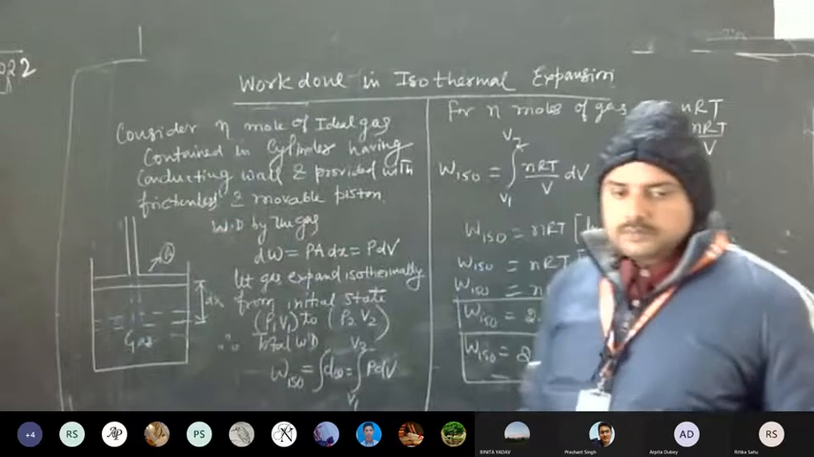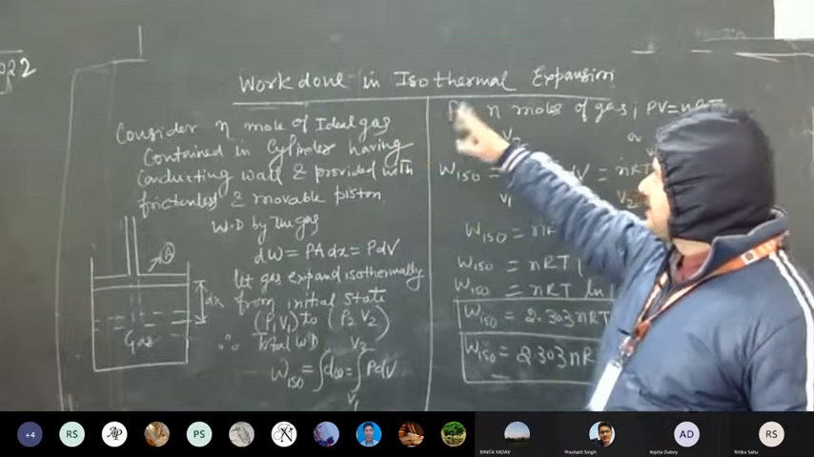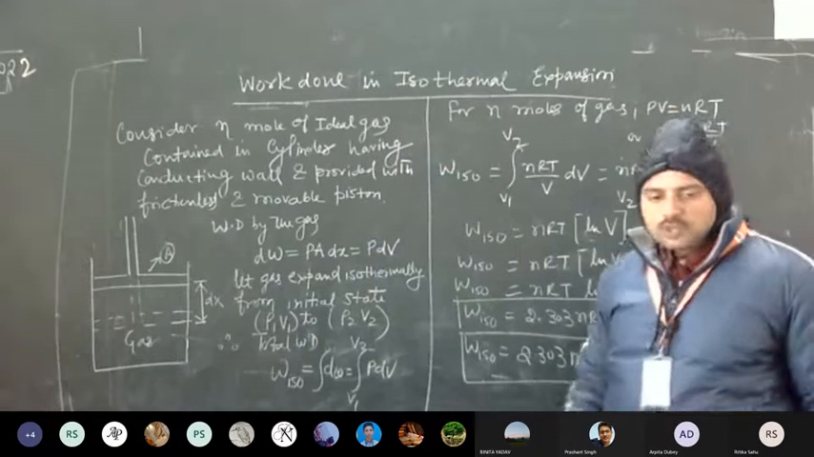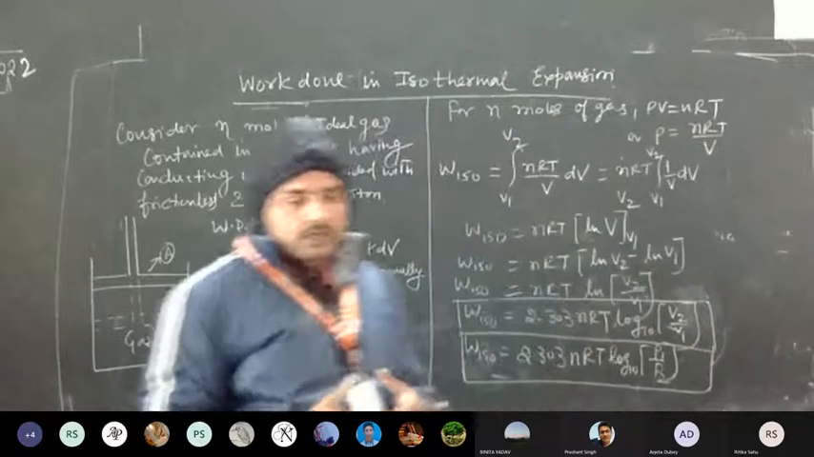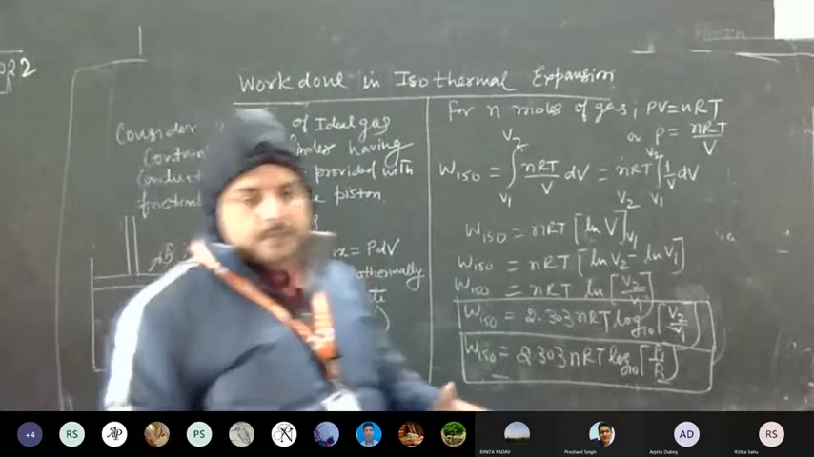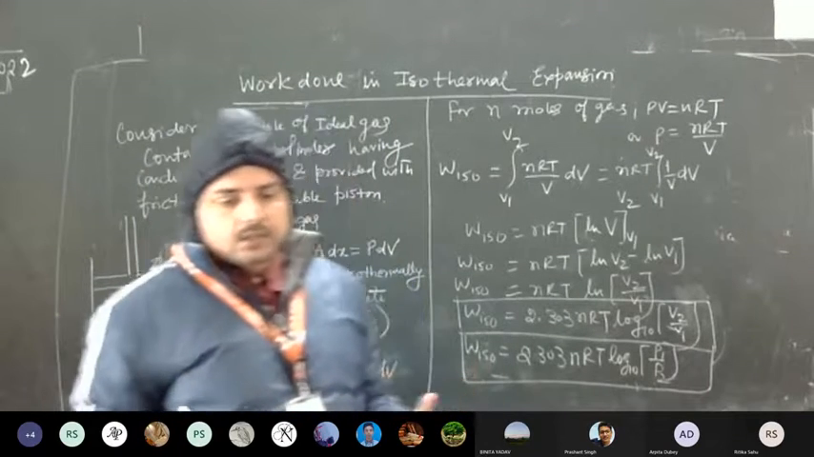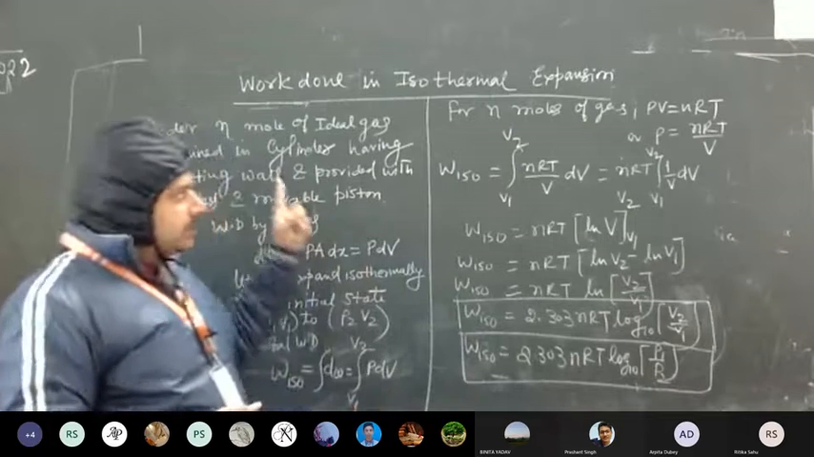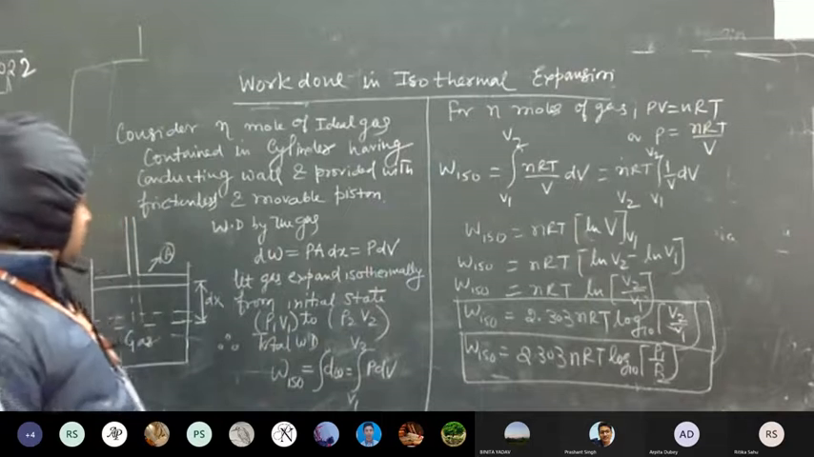Okay, good morning, children. Now, today's topic is work done in isothermal expansion. We have to derive a relation for work done in an isothermal process. In an isothermal process, you know very well that the temperature will remain constant. So, in this case, we will assume that the temperature will remain constant.